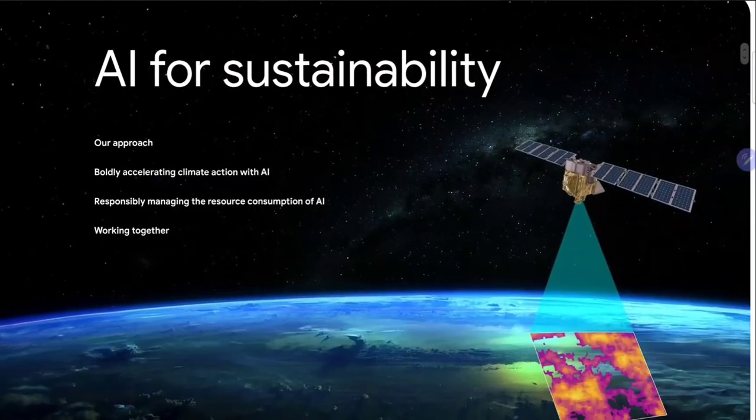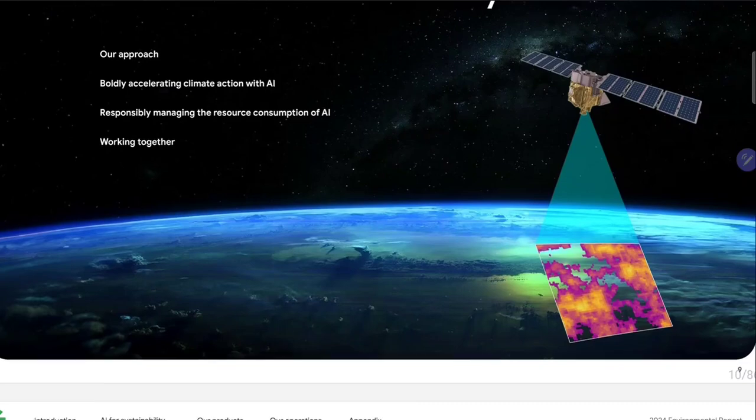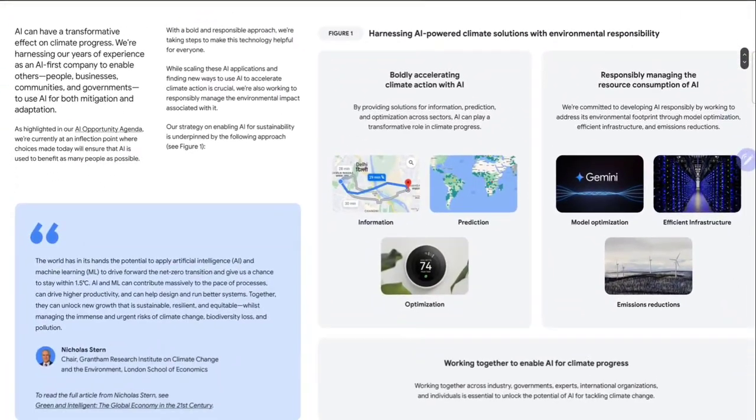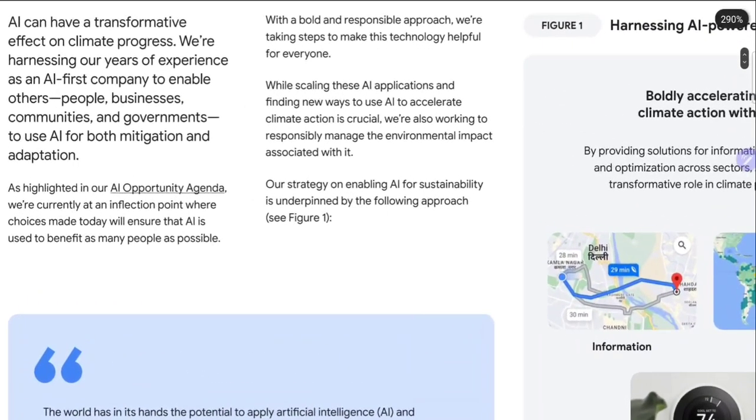Then artificial intelligence for sustainability. What is the approach of the organization: boldly accelerating climate action with AI, responsibly managing all the resource consumption of AI, and working together. So we'll see what the company is writing here. What are the disclosures related to this particular subject? Okay, so the company is saying that AI can have a transformative effect on climate progress.